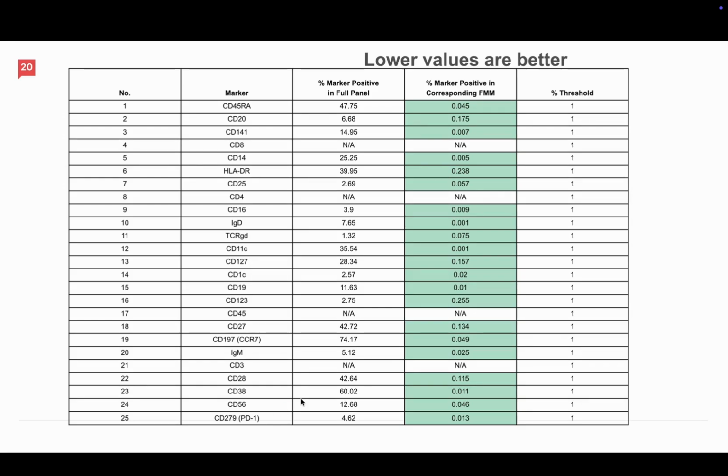So we have a 25 marker panel. We then looked at the marker positive in the full panel. And then for our own internal results, we looked at the marker positive in the corresponding fluorescence minus multiple. What you're aiming for is low values in all of these. And lower values are better because you don't want to see a signal in a place where there isn't a marker or it's been removed. The threshold we set was 1%, but obviously you have to set the threshold that makes sense for your experiment.